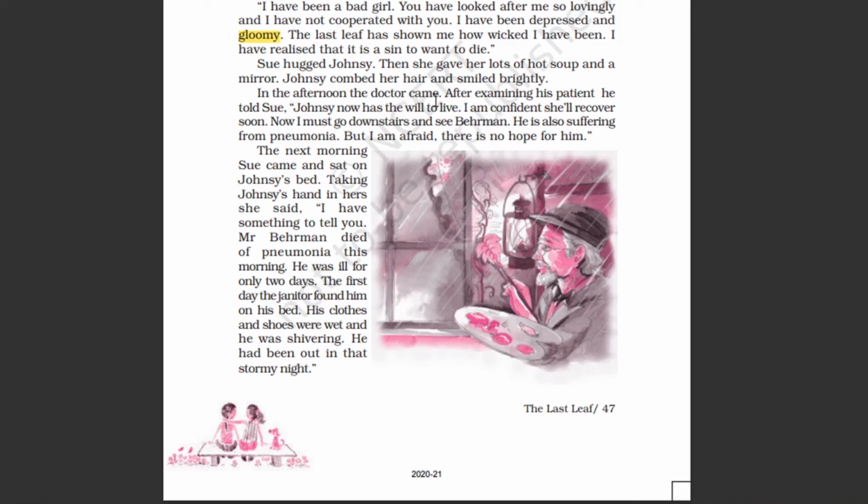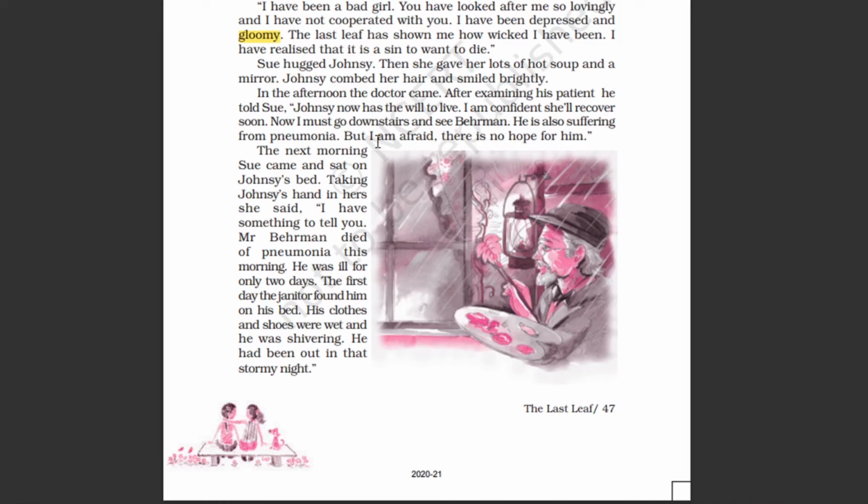In the afternoon, the doctor came. After examining his patient, he told Sue, Johnsy now has the will to live. Now the doctor said that Johnsy has got a will to live, that now she wants to live. I am confident she will recover soon. Now I must go downstairs and see Berman. So he said that he has to go downstairs to look after Berman.